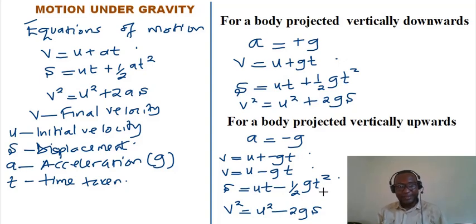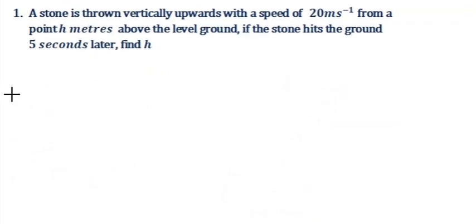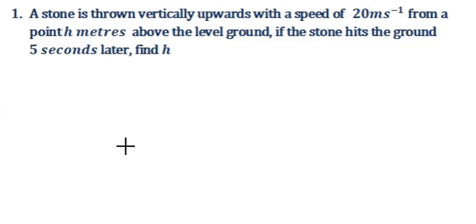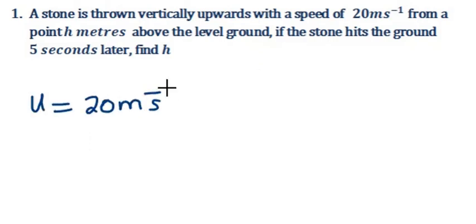Alright, now we've reached the point of using these equations in guiding examples. In our first guiding example, they are saying that a stone is thrown vertically upwards with a speed of 20 meters per second. So the initial speed U is going to be equal to 20 meters per second and it is projected upwards.